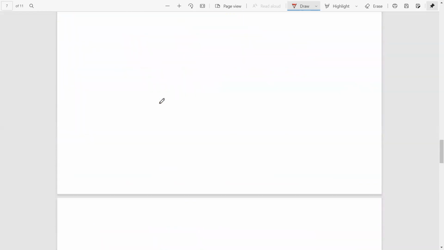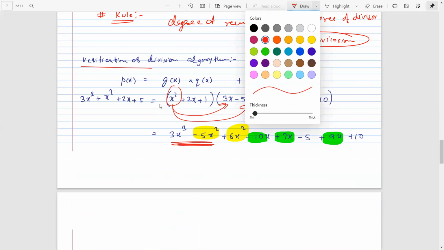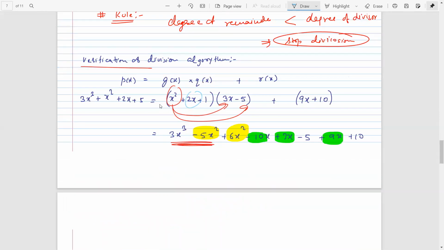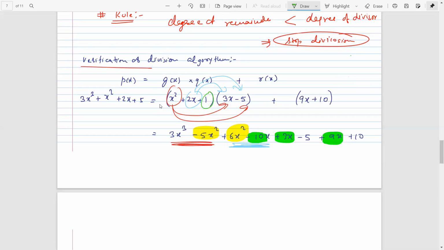like this one, as you can see here in this verification, what is happening? We have a trinomial here and we are multiplying with a binomial. Same thing you will do: x square with 3x, then x square with 5. You will get these two terms. Okay. Then you will take this 2x. Yes, sir. 2x with 3, 2x with 5, then you will get these two terms. And then you take this 1 and multiply 1 with 3x and 1 with 5. You will get these two terms. And 9x plus 10, I have written as it is. Okay.